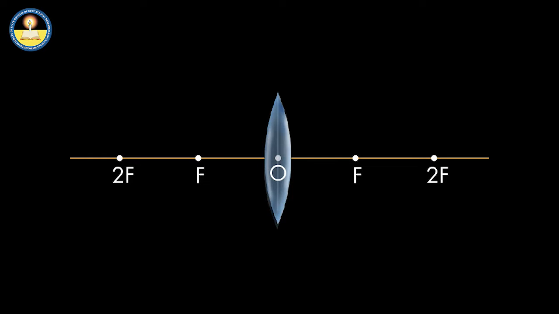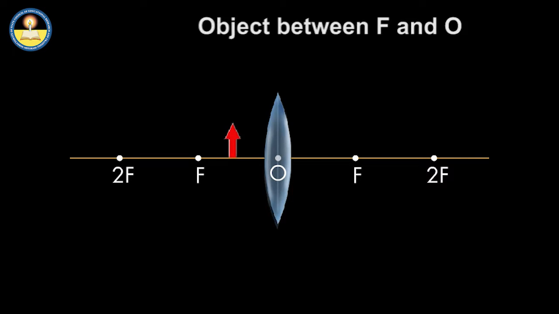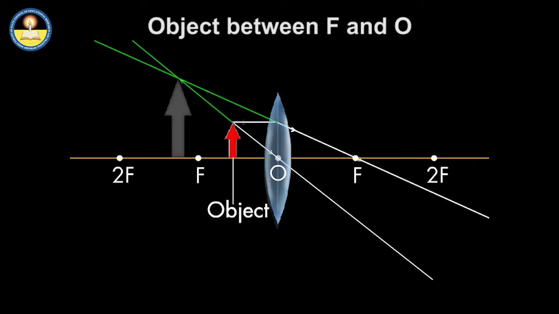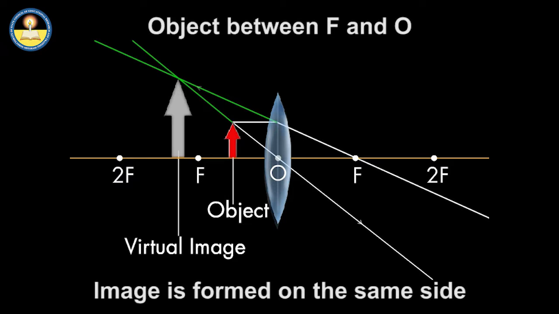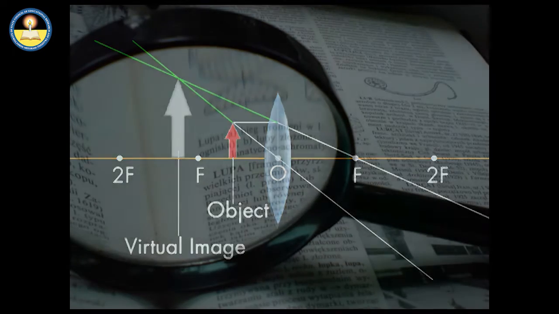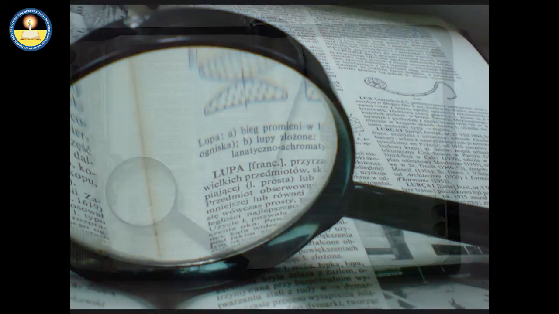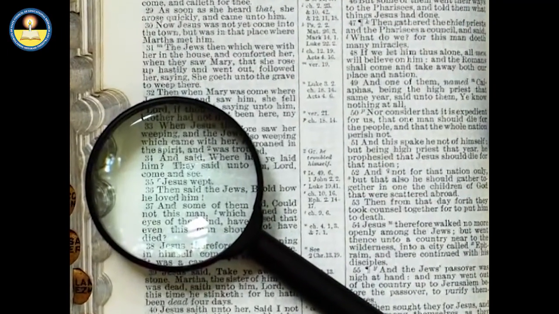And if the object is placed at a distance less than the focal length of the convex lens, both the emergent rays never intersect each other. But when produced backward, they meet at a point in such a way that a virtual, erect or upright, and highly enlarged image is formed on the side of the object. This type of image formation is used while using a convex lens as a magnifying glass or a simple microscope or as a reading lens.